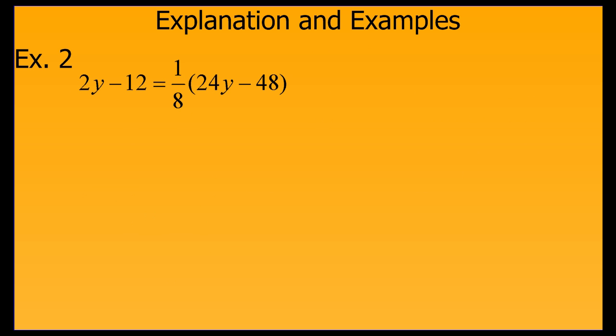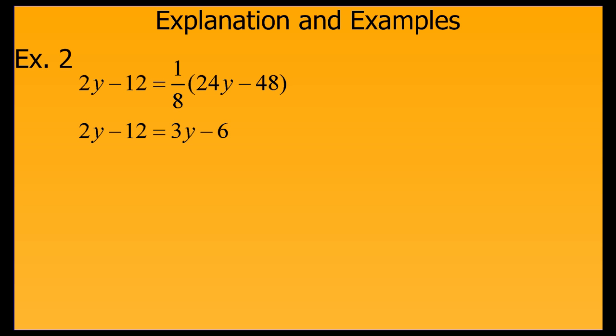Let's try another example. Again, our goal is to isolate the variable, y in this case. We notice that not only is the variable on both sides of the equation, but on the right side, we can use the distributive property to simplify. So our first step is to distribute the 1/8 by multiplying it through the parentheses, giving us 3y minus 6 on the right side. This now looks just like example 1.